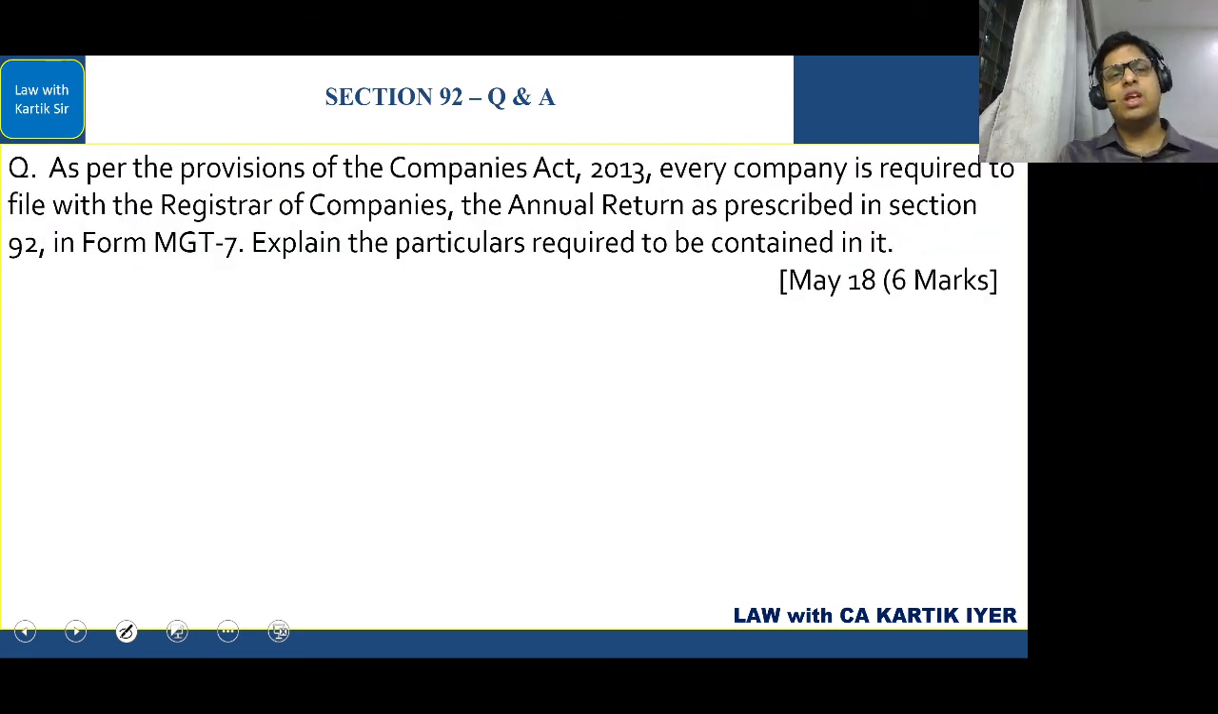Next one, let's go. As per the provisions of the Companies Act 2013, every company is required to file with the Registrar of Companies the annual return as prescribed in Section 92 in Form MGT7. Explain the particulars required to be contained in it. That is what the question is. Now, this is purely the particulars that go in section number 92. And students have learned from me, we have done a diagram in this.